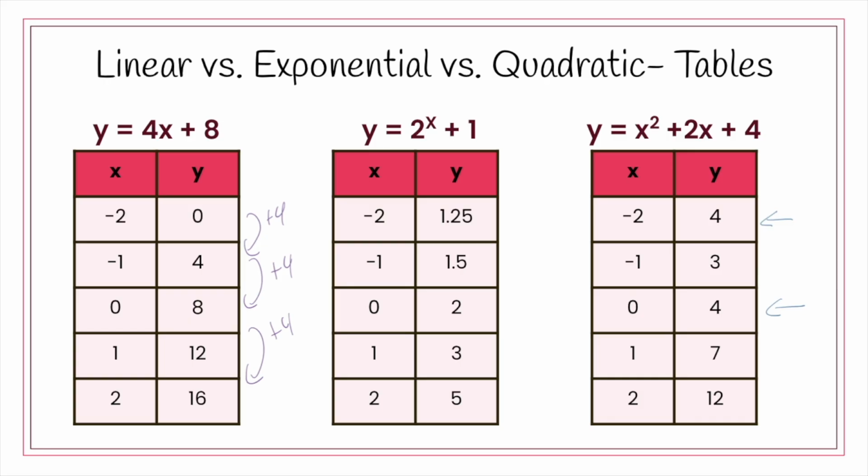So as we're plotting our points, we know that 2 of our points are going to have the same y value as it makes that curve. We can see that here represented in our table as negative 2, 4, and 0, 4.